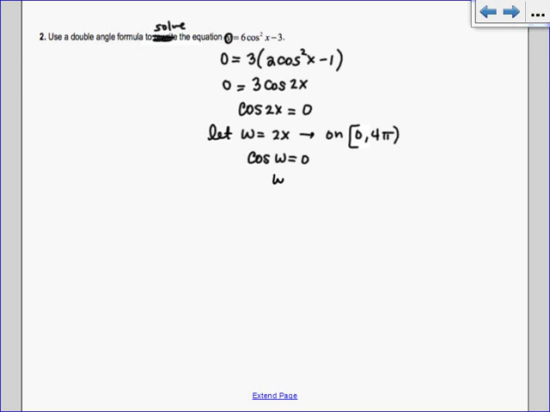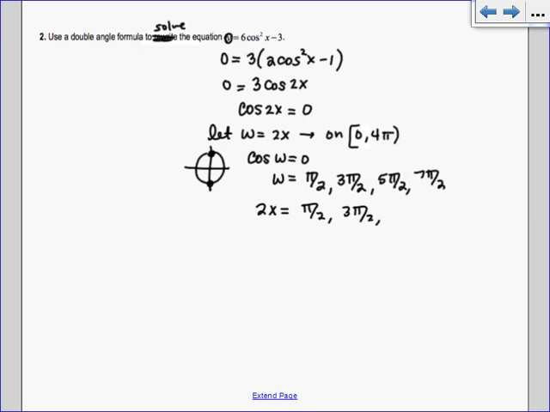So when I solve for w, cosine is equal to 0. Well, that happens here and here. W, like we just had, was pi over 2 and 3 pi over 2. But if I'm finding all the solutions on 0 to 4 pi, I'm also going to have 5 pi over 2, adding 2 pi to pi over 2. And I'm going to have 3 pi over 2 plus 4 pi over 2, 7 pi over 2. Because I know 2x is equal to all of those things.